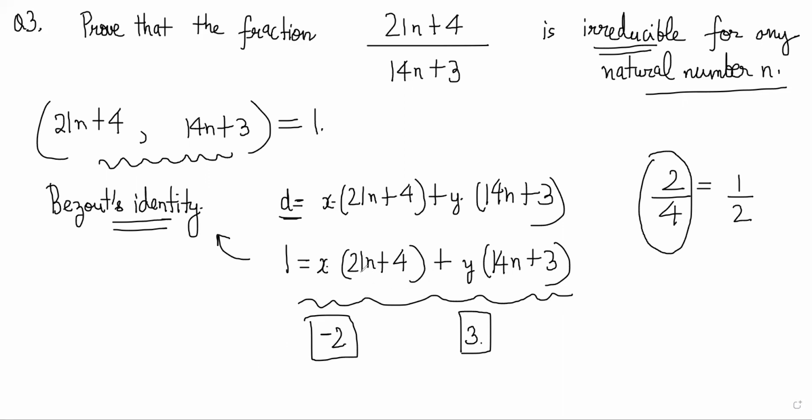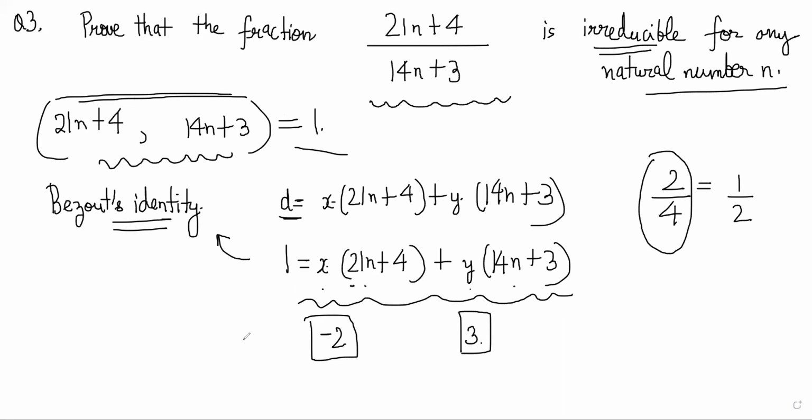If you realize that 3 into this minus 2 into this is 1, that is Bezout's identity. And now you prove that basically this GCD is 1. And if this GCD is 1, you cannot take any common factor out of it, so the fraction becomes irreducible.